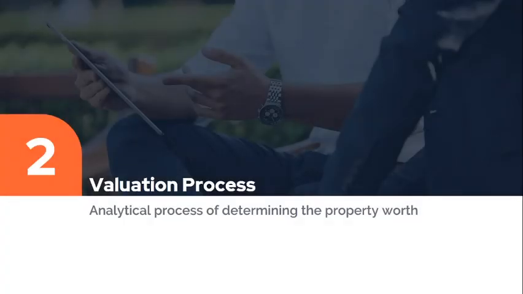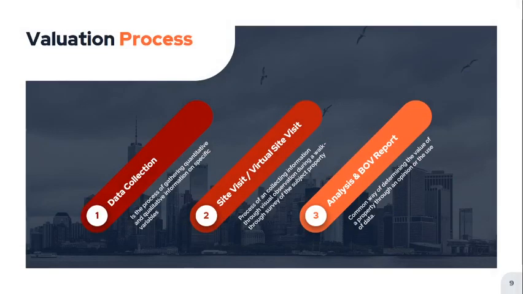The next step is the valuation process, data collection, and site visit. For the valuation process in this presentation, I put three steps. First is data collection, the process when we gather all information and ask the owner before we go for the site visit. I will explain more in my next slide. Second is the site visit, and we can also do it by doing a virtual site visit, for example, using Google Street View. And third is analysis and preparing the BOV report.